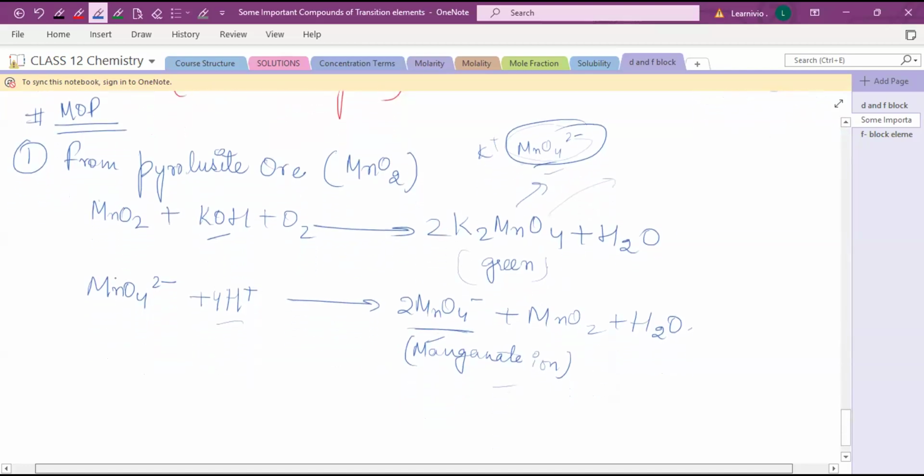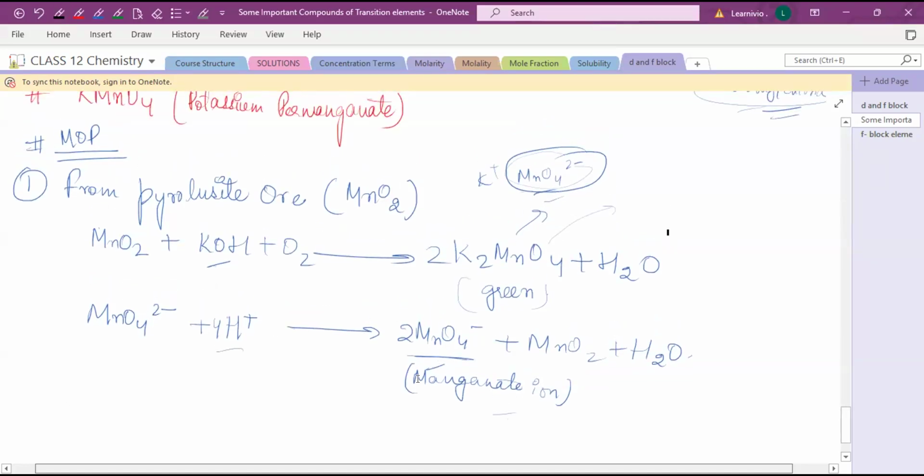Okay. Now see the second method. Yes, ma'am, in the second reaction, we got manganate ion, not potassium permanganate. Yeah, so this is the same, बच्चे. You can add here. You can write down. This is MnO4 2 minus. 2 minus है, it means इसके साथ क्या होगा?